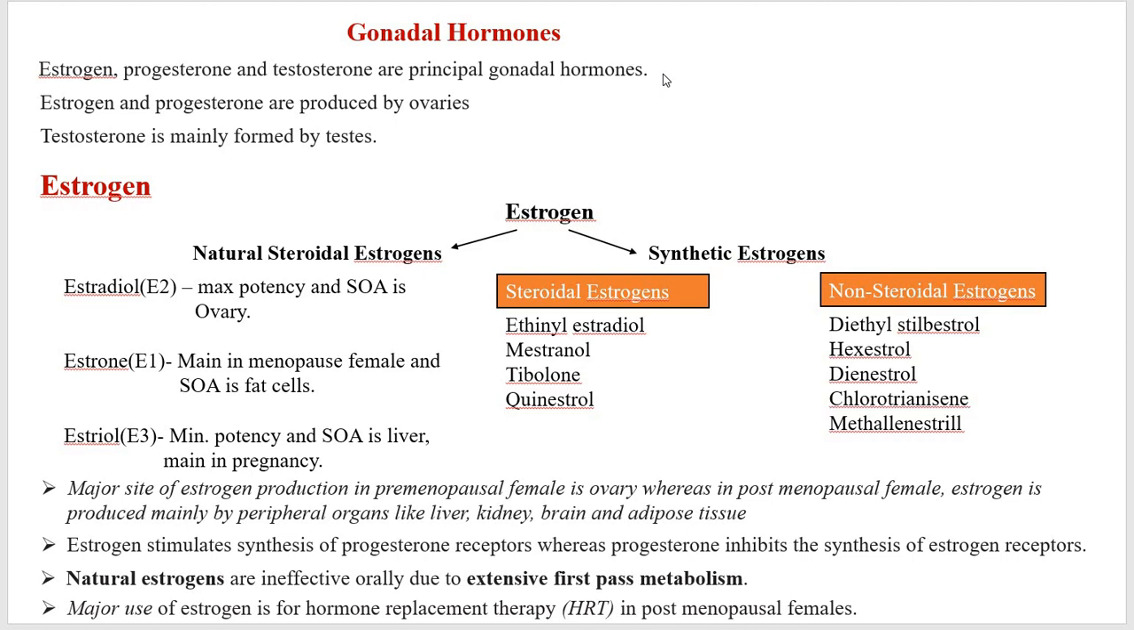The major site of estrogen production in premenopausal females is the ovary, whereas in postmenopausal females it is produced peripherally by peripheral organs.